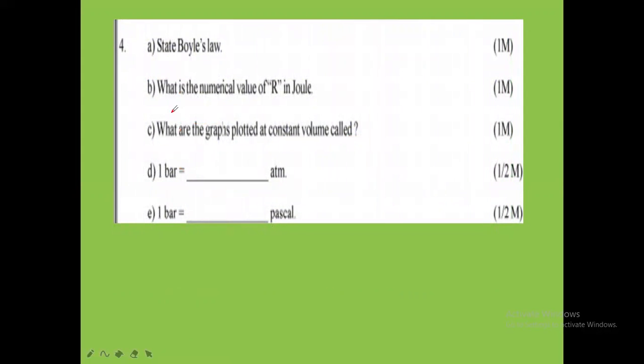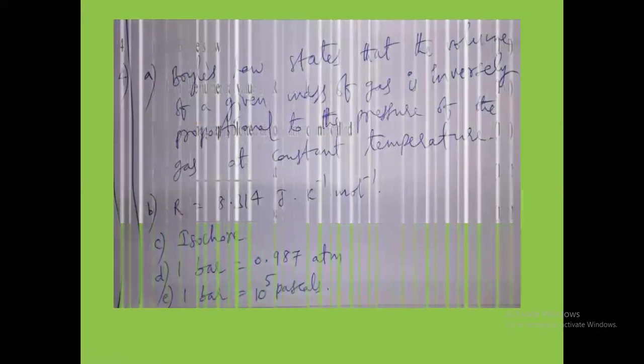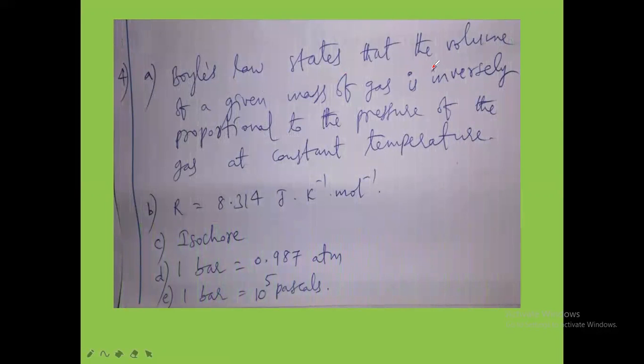Next, the fourth one is what? State Boyle's law. What is the numerical value of R in joules? What are the graphs plotted at constant volume called? 1 bar is equal to how many atm? 1 bar is equal to how many pascals? So first, Boyle's law states that the volume of a given mass of gas is inversely proportional to the pressure at constant temperature.